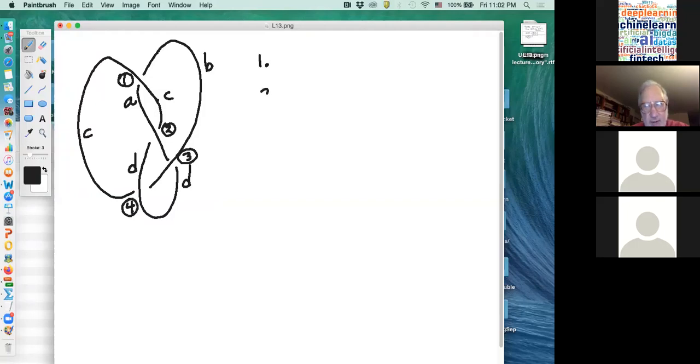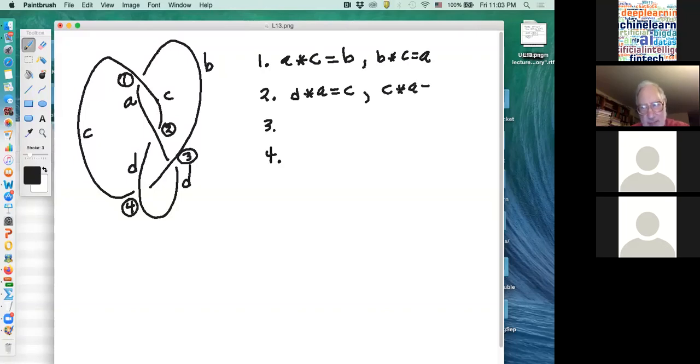Okay, so let's give it a try. We're going to write down the relations for each of the crossings, and there are 4 of them. And then we're going to try to construct a multiplication table for this quandle and find out how it's actually structured. So let's see. At 1, we have A times C is B. And we also have B times C is A. At 2, we have D times A is C. And we also have C times A is D.